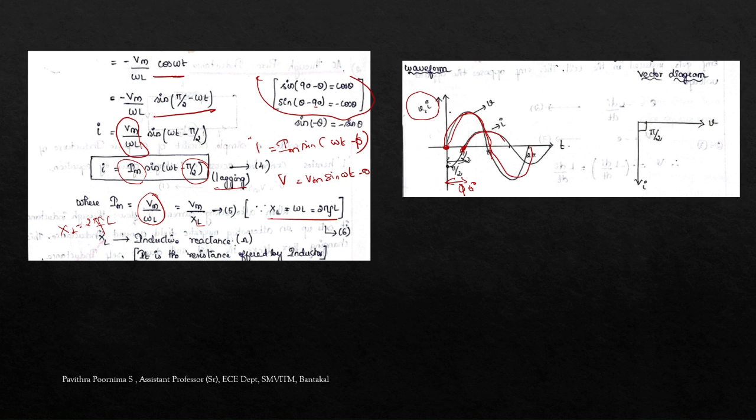So this is a waveform, voltage and current waveform for the pure inductor. And in the vector diagram, we consider the voltage as the reference, and the current lags the voltage by 90 degree. Okay, in this direction if you see, the current lags the voltage by 90 degree. So this is a vector diagram. And next we'll see the power. So power, which is V into I, P equal to V into I.